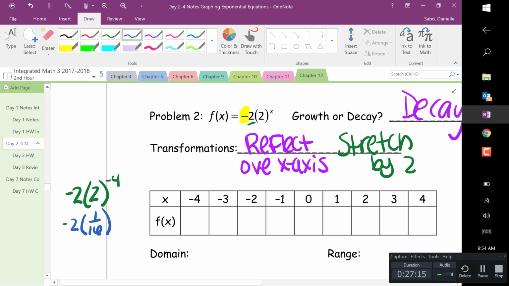So now I have negative 2 times our 1/16, which really is negative 2 over 16. Would you reduce that? Can you? Yes. What can I reduce it to? There you go.